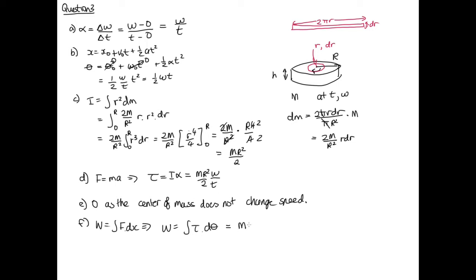So we can pull this out the front of the integral. That's mR squared omega over 2t. And now we're integrating from theta equals 0 up to theta equals theta total, which is what we calculated up here, and that's d theta. So we just end up substituting theta total in here, which is a half omega t. So we've got mR squared omega over 2t times this a half omega t.